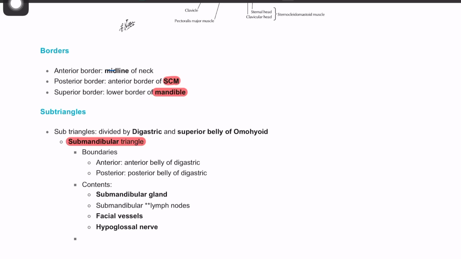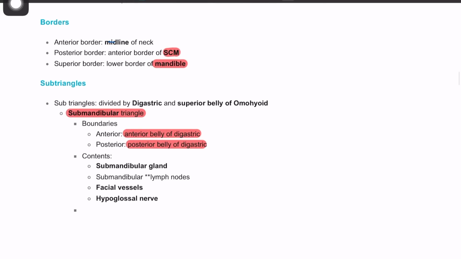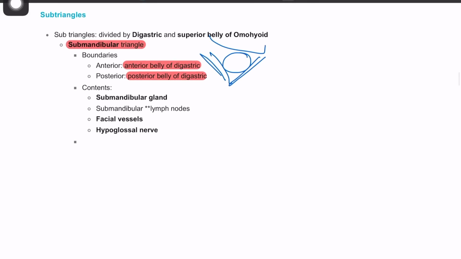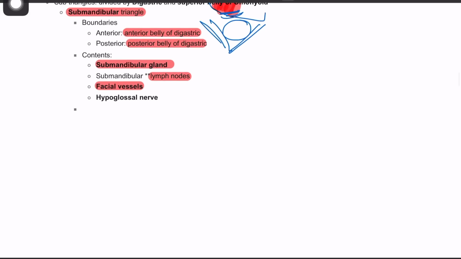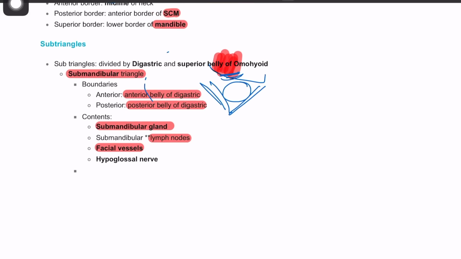You have the anterior belly of digastric and the posterior belly of digastric, and also the mandible superiorly. So you have the mandible, the anterior belly, and the posterior belly, just like that. It contains mainly the submandibular salivary gland and some submandibular lymph nodes as well. The facial vessels, artery and vein, will be just anterior: if you have the masseter muscle, you will have the vein and the artery just anterior to it. You'll have a nice diagram shown in a bit, and also the hypoglossal nerve.